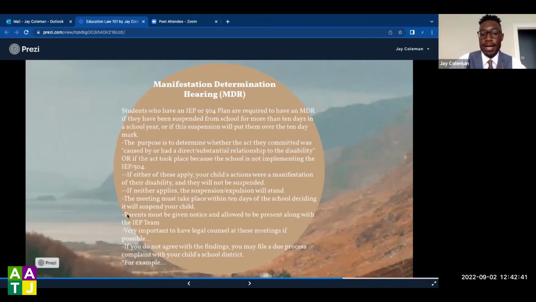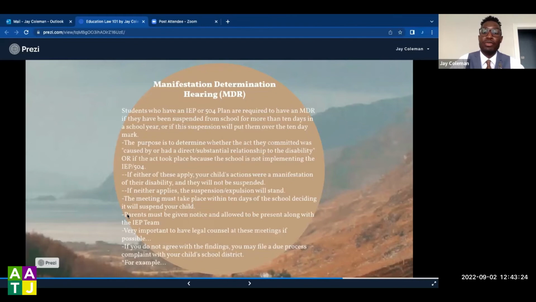Now, if either one of these apply, the two that we just went over, your child's actions were a manifestation of their disability, meaning your child acted this way because of their disability, and because of that, they will not be suspended or expelled. Now, if it's found that your child acted like this because of their free will, the suspension or the expulsion will stand. But remember that they're still entitled to a free and appropriate public education, even if they are suspended or expelled. The meeting must take place within 10 days of the school deciding to suspend your child. So when they decide your child needs to be suspended, within 10 days, they need to have that meeting.